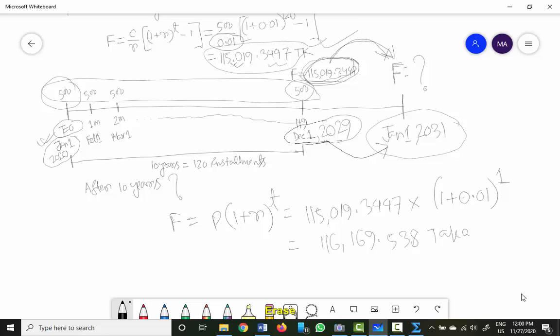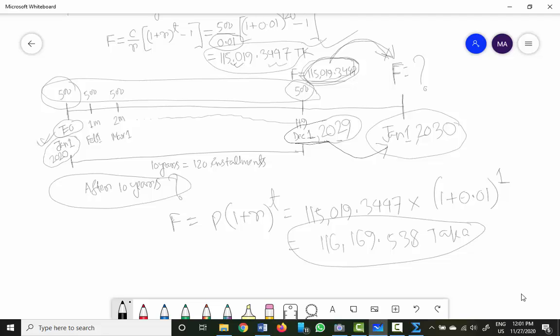Now if you want to find out how much you should get after 10 years, which means how much you should get at January 1 2030, in that case you need to move 1 month forward. This is a single amount, a single cash flow. You need to move this amount 1 month forward. So this is the amount you will get at period January 1 2030.